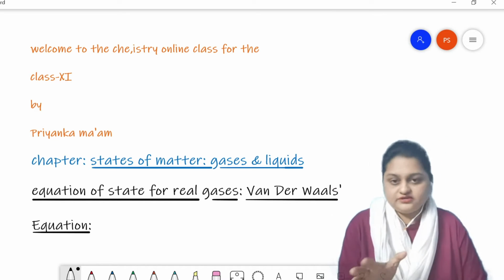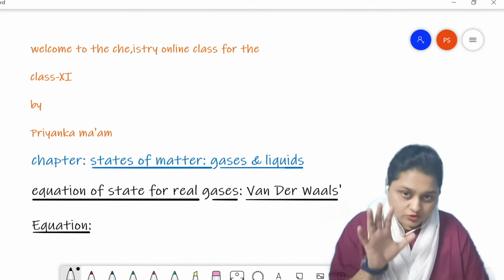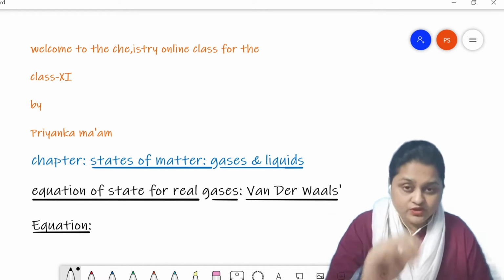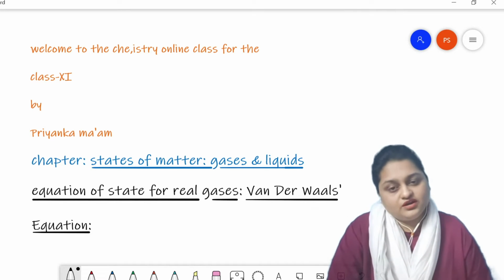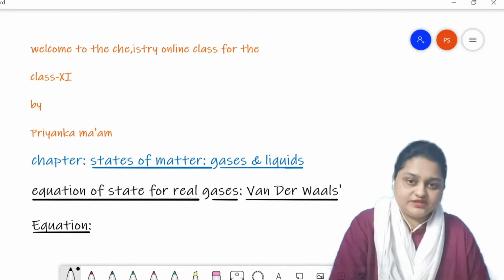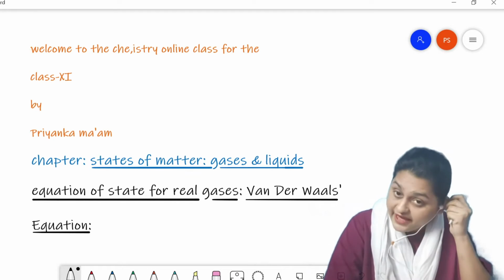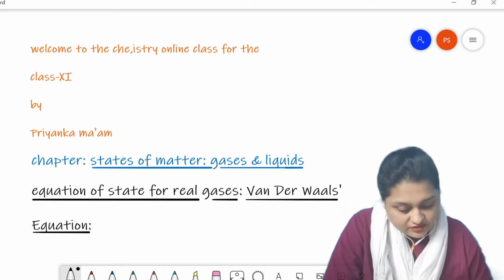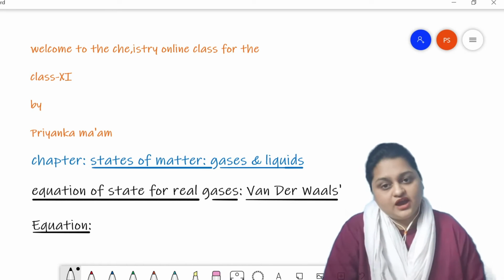We had already done the equation of state for the ideal gas, and we also studied the kinetic theory of gas, and also studied the deviation that the real gas shows from the ideal behavior. Now, those deviations were attributed in the ideal gas equation.